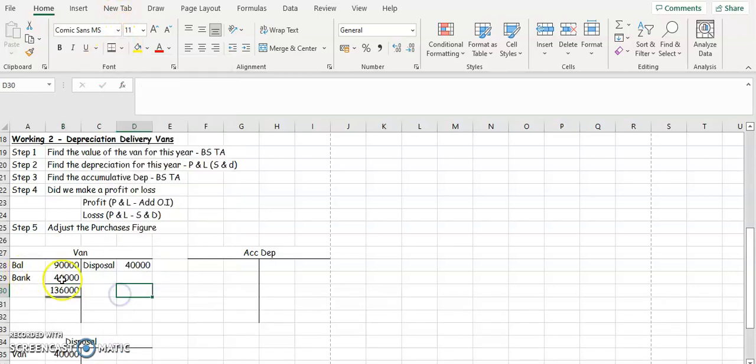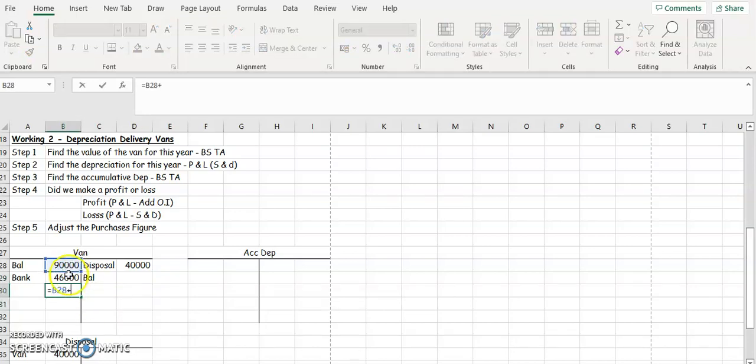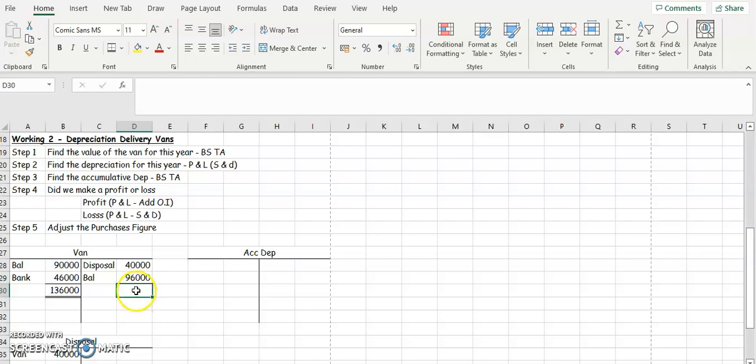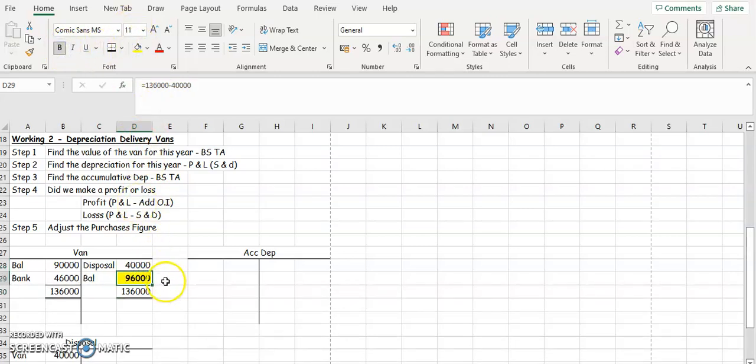Remember, when we're balancing our accounts, debits and credits must equal. So to get my balancing figure on the credit side, I'm going to take this 136,000. I'm going to take away this 40,000. So it's going to be 136,000 minus 40,000. And that's my balancing figure now, because when I add the two sides, they should be the same. So that balancing figure is going to go into my balance sheet as a tangible asset. That's the first one. Find the value of the vans for this year.